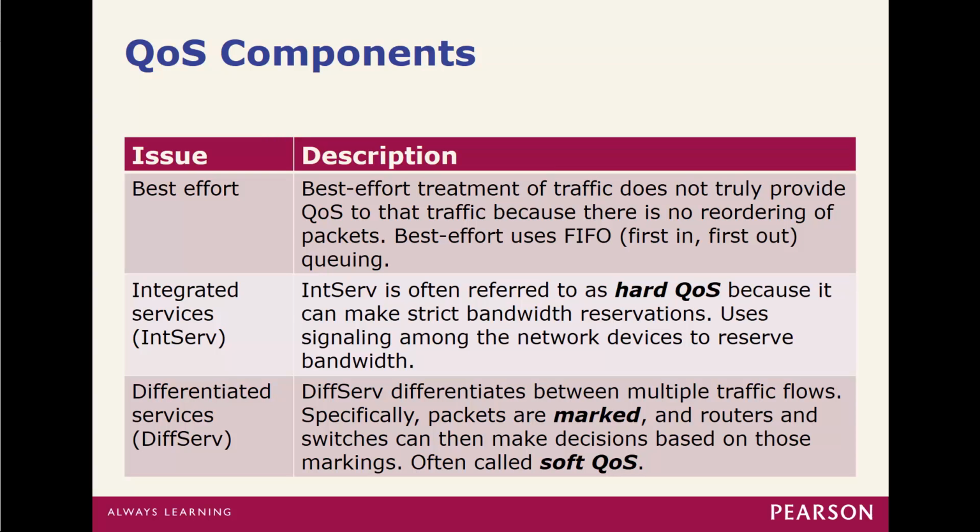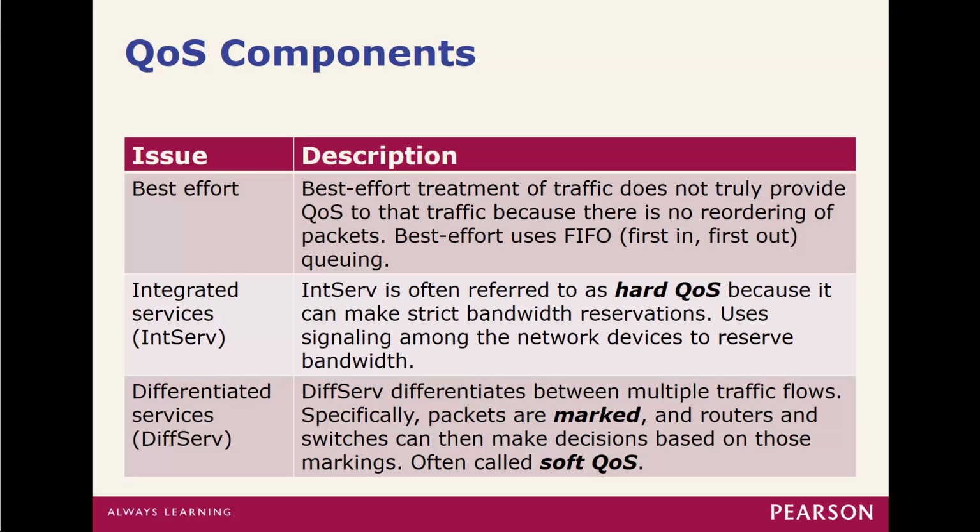QoS has three common components: best effort, integrated services or IntServ, or differentiated services, DiffServ. Best effort treatment of the traffic doesn't truly provide QoS to that traffic because there is no reordering of packets. Best effort uses first in, first out.